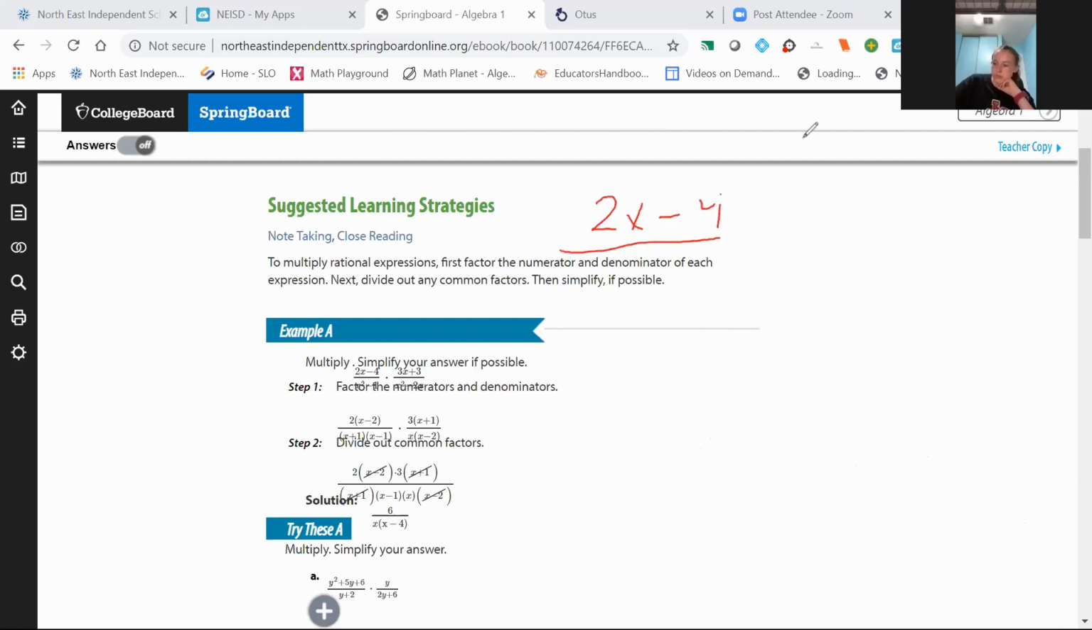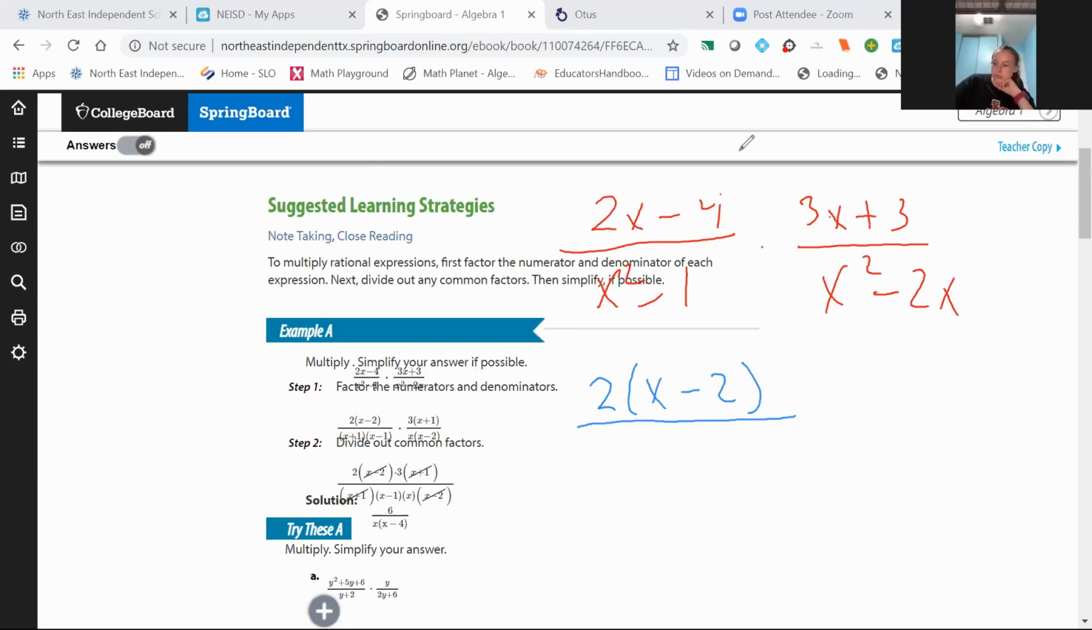2x minus 4 over x squared minus 1 times 3x plus 3 over x squared minus 2x. So what we want to do is look at every individual polynomial and see if we can factor it. And so we look at 2x minus 4. We can factor out a greatest common factor of 2. So we're going to factor out the 2, and it's going to leave us with 2x divided by 2 is just x, and 4 divided by 2 is 2. So it's going to leave us with those factors there.